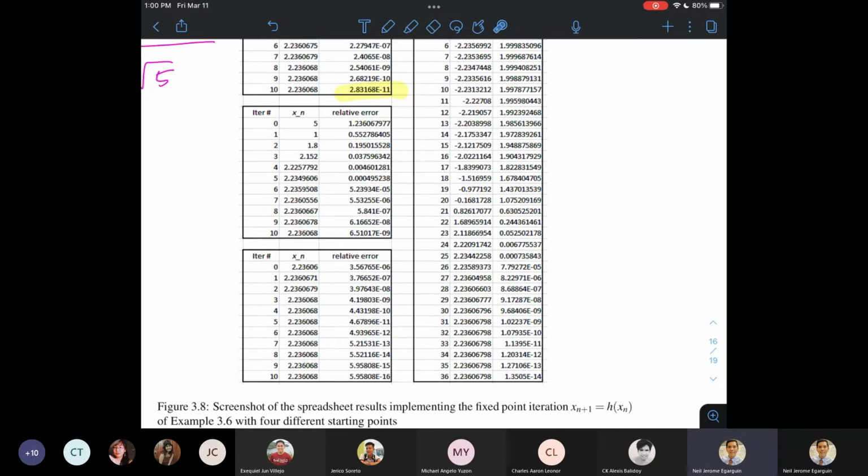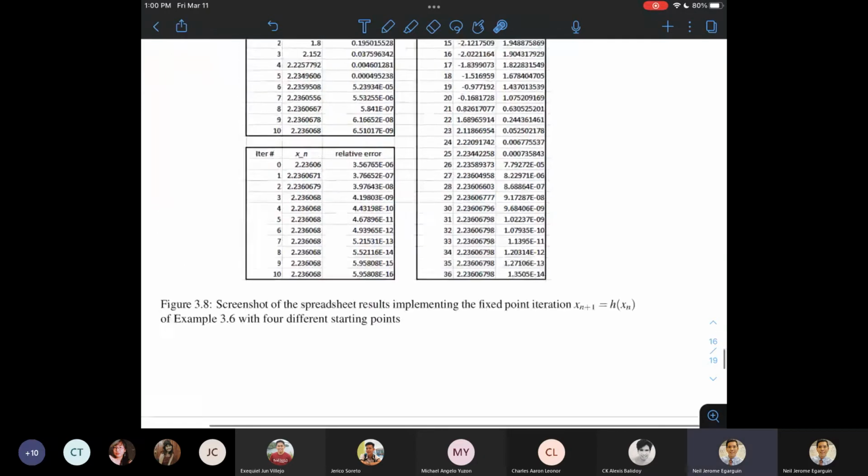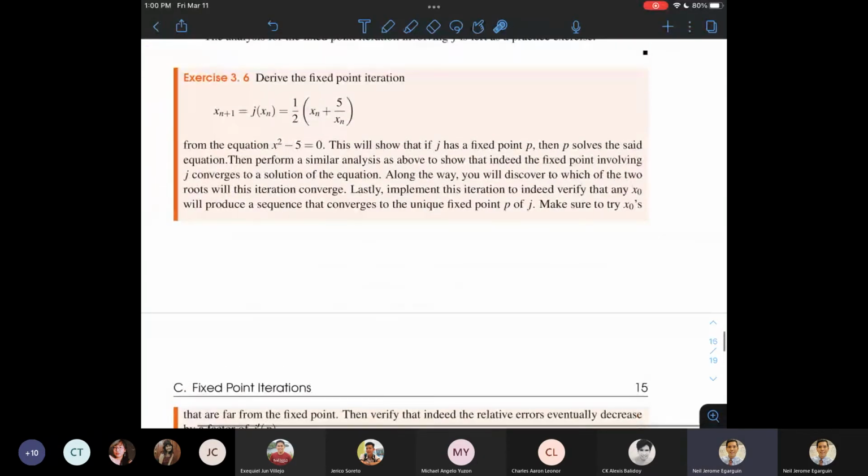So ibig sabihin, guaranteed talaga na siya ay magko-converge, alright, dun sa fixed point kung saan yung derivative ay may magnitude na less than 1. It might take lots of iterations, but it is guaranteed to get there. Okay? Now, I'm leaving you as exercise yung pag-a-analyze kay G. Try to practice with it and see paano ko nakuha si J. So, start ka sa x squared minus 5. Paano ko nakuha yung 1/2 x sub n plus 5 over x sub n.